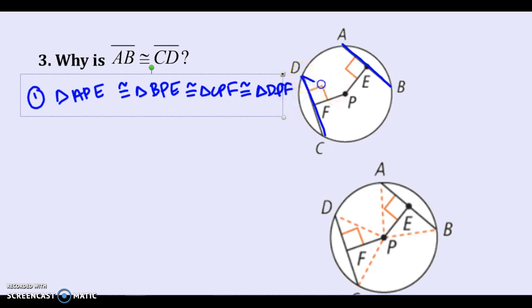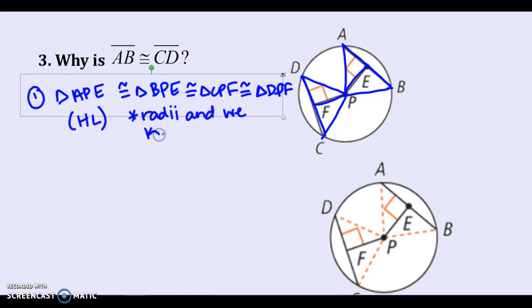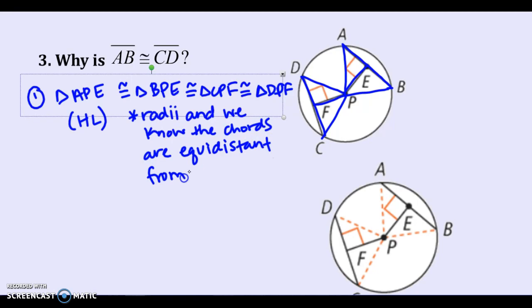So I'm looking at all of these little triangles. Here's DPF, CPF, APE, and BPE. All four of those little triangles are going to be congruent. We're using HL for this, and essentially we know that our radii are going to be the same, and we know the chords are equidistant from the center. And that was given to us in the problem.